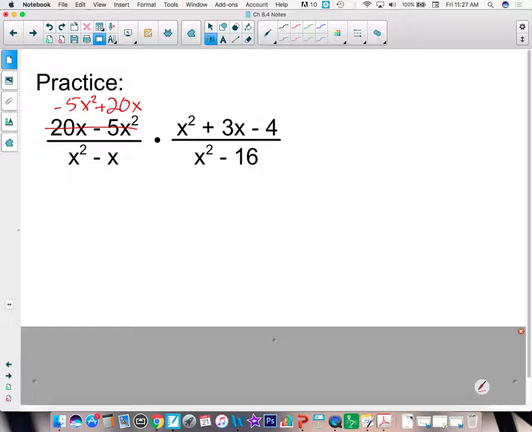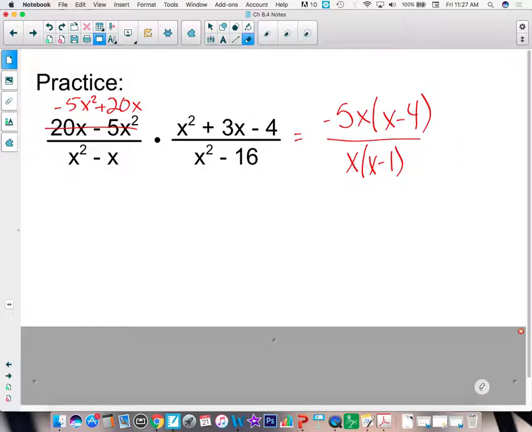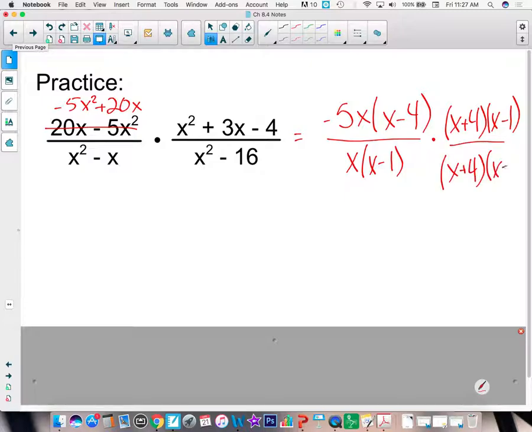Okay, if I were to factor this, you on this one still? You're on the homework? Alright, I'm going to go through this quick. Take out a negative 5x on the top and you get x minus 4. On the bottom I get x and x minus 1. And this isn't division either, so don't flip it. This one's multiplication. Top over here factors to x plus 4, x minus 1. Bottom factors to x plus 4, x minus 4. Then you can start canceling stuff.